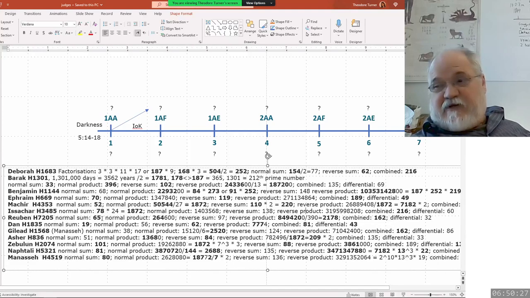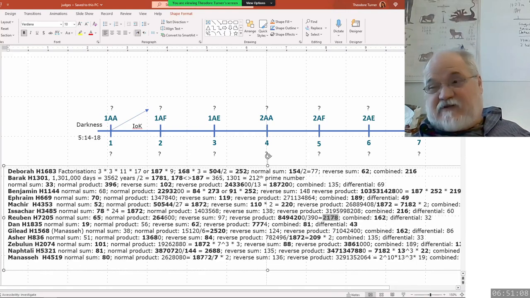Now, Reuben, his normal sum is 65. So we get this symbol here of the 65 years. I know Dwight had asked if any of them were 46, but we have the 19 and the 65 here, Reuben and Dan. Now, the normal product is 264,600. You can see the 264 symbol there for this 26th day of the fourth month. And the reverse product is this long number, which if it's divided by 390, we add the extra zero there, we get 2178, which is the four digits in 1872. The combined is 162.